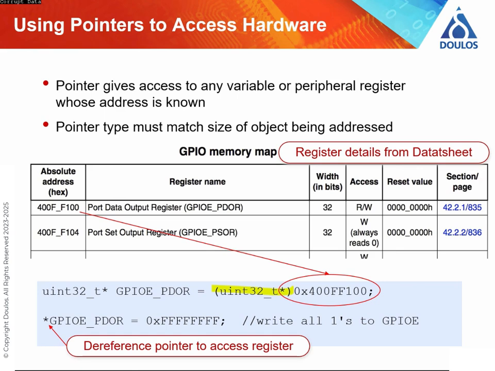Having created that variable, we can then simply dereference GPIO PDOR whenever we want to check or write to the value of that register. Okay, so here we're just writing a 1 to every bit by writing the value FFFF. So it's very easy to use pointers for that purpose.